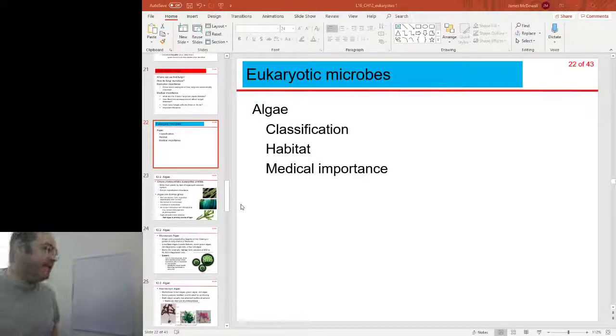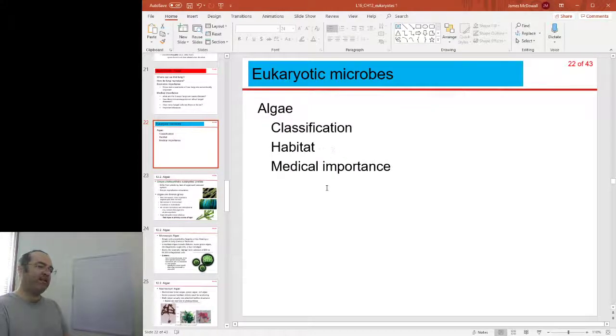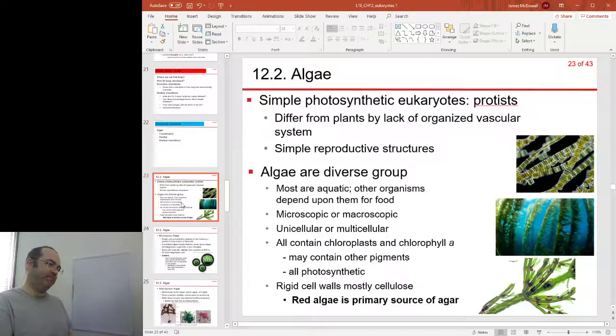Okay, this is number 5, eukaryotic microbes. Slide 22, looking at the algae. So, not a whole lot of algae affect us, at least humans, but we will look at what makes an algae, where they live, and there are a few examples that we should know about.